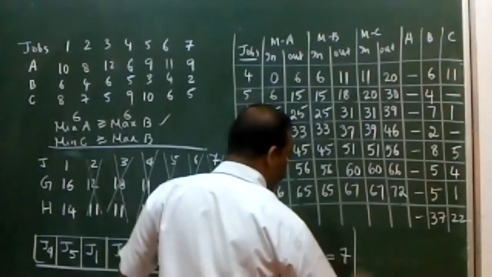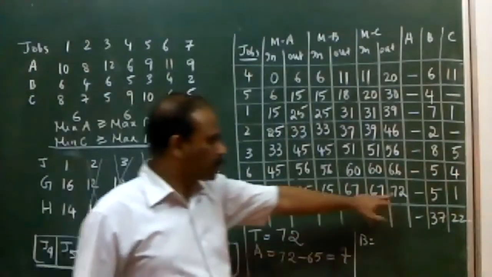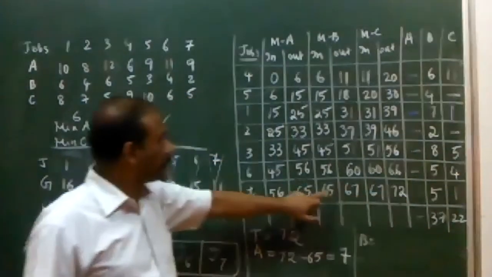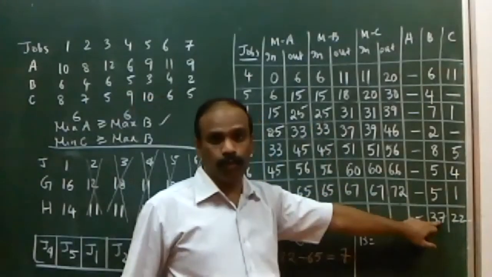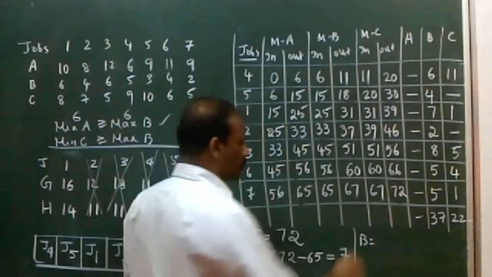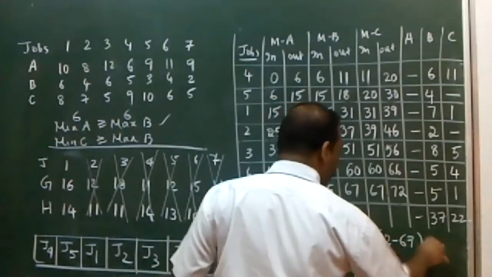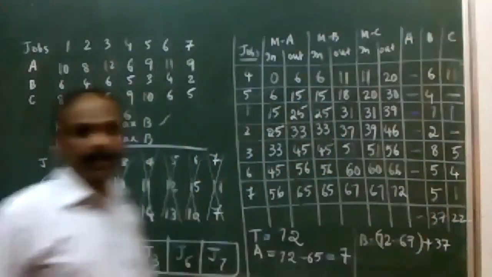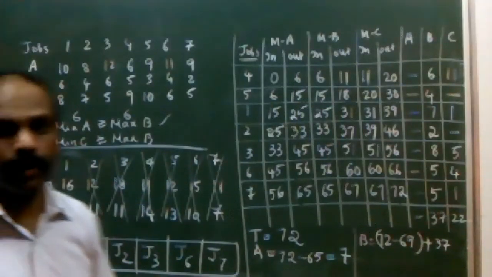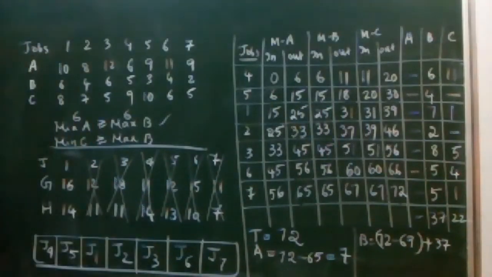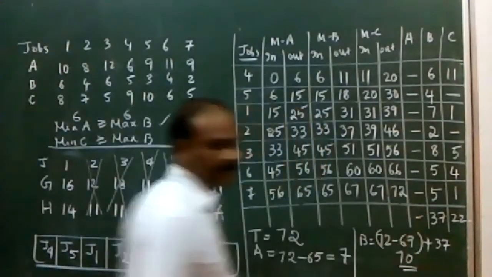Similarly, now we are supposed to calculate the idle time of B. So what is the formula for B? The time at which the last job on machine C completed minus the time at which the last job on machine B completed, along with that, you have to add this table value. So this becomes 72 minus 67, plus 37. Formula plus the total. Can you please tell me the answer?